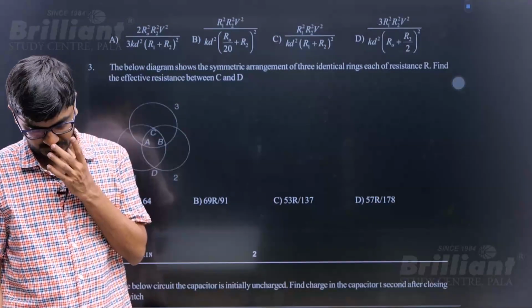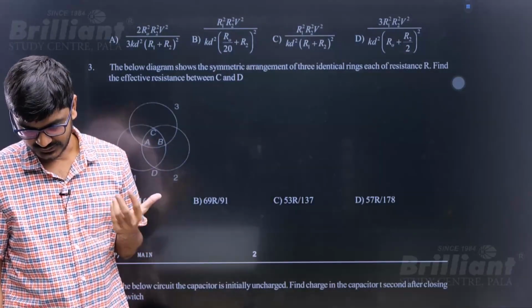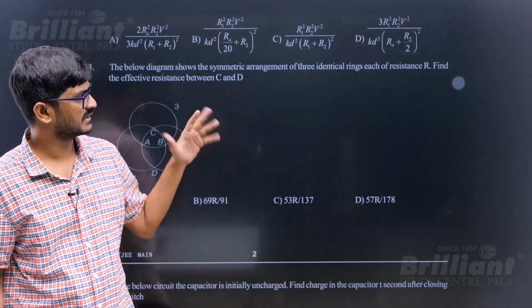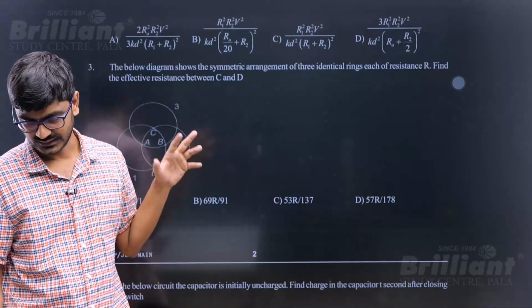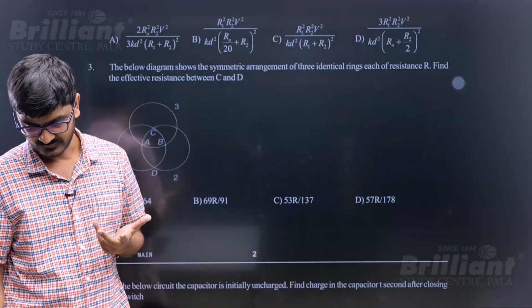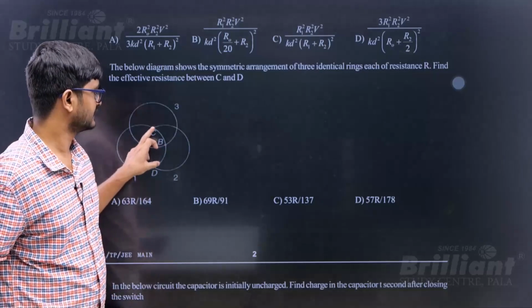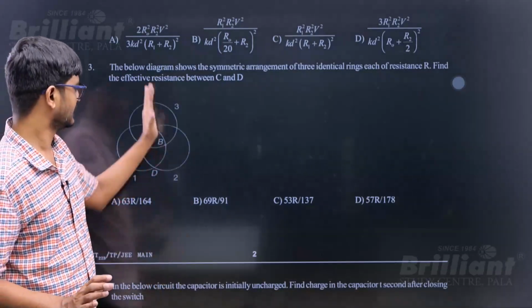Now the next question: the below diagram shows the symmetric arrangement of 3 identical rings of resistance R. Okay, resistance R they have taken, but I think the actual question was 3R. Anyway, that doesn't matter much. Find the effective resistance between C and D. So imagine there is some battery connected between C and D. You can see there is symmetry.